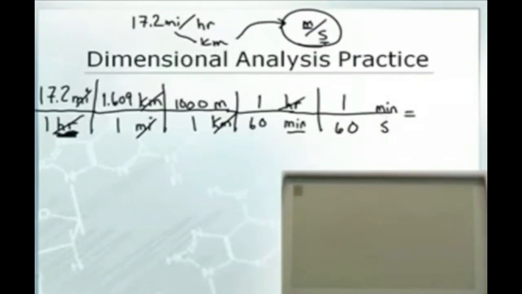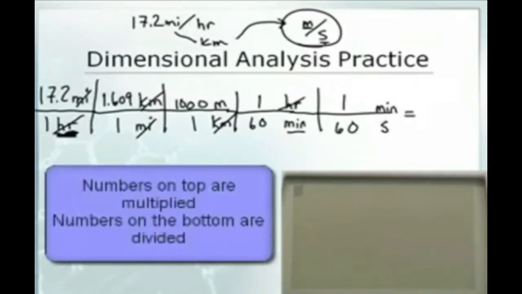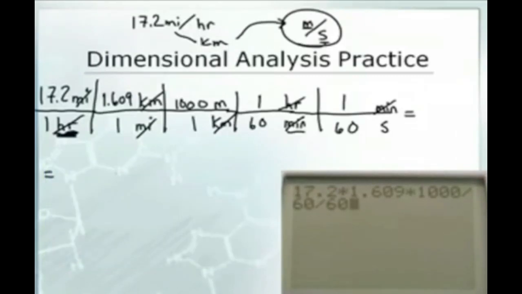All right, now this is an interesting problem because we have 3 numbers on the top and 2 on the bottom. The bottom ones are divide. The top ones are times. So, Mr. Sams, you got the calculator? Why don't you cancel those units out while I punch in the calculator. I got 17.2 times 1.609 times 1,000 divided by 60 divided by 60. Anything in the top gets a times, anything in the bottom gets a divided. Enter. How many sig figs do we want? 3. So I got 7.69 meters per second.